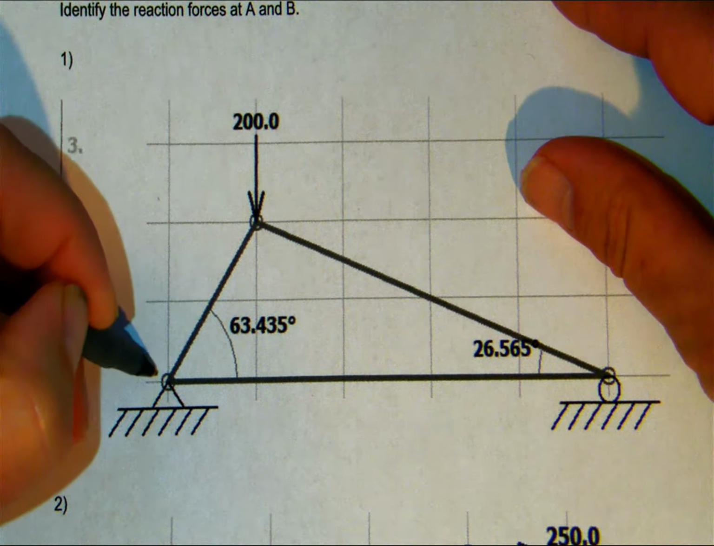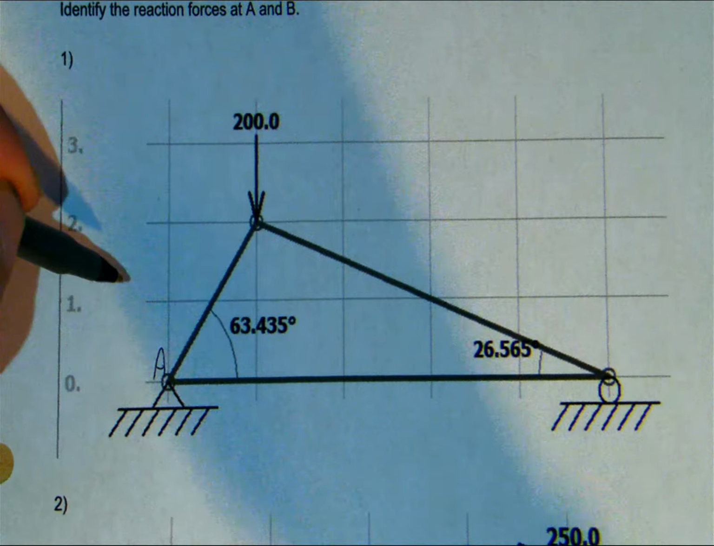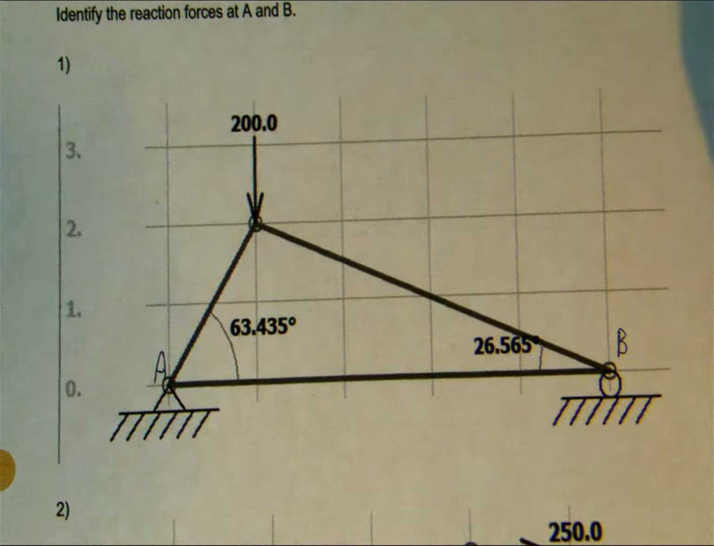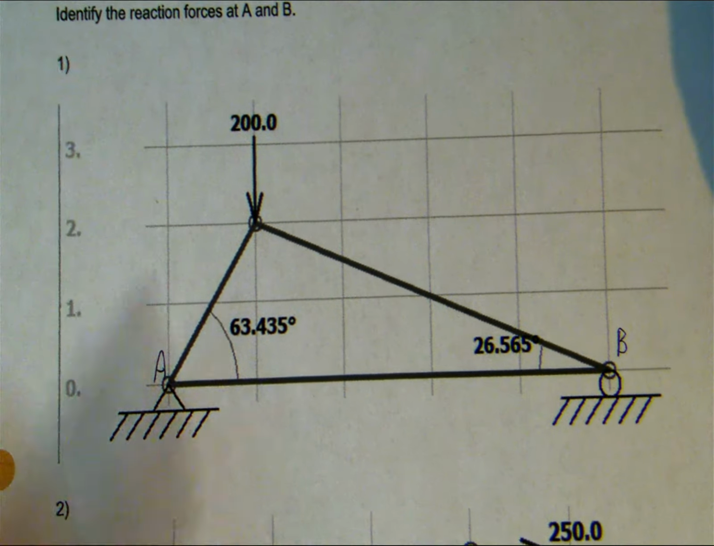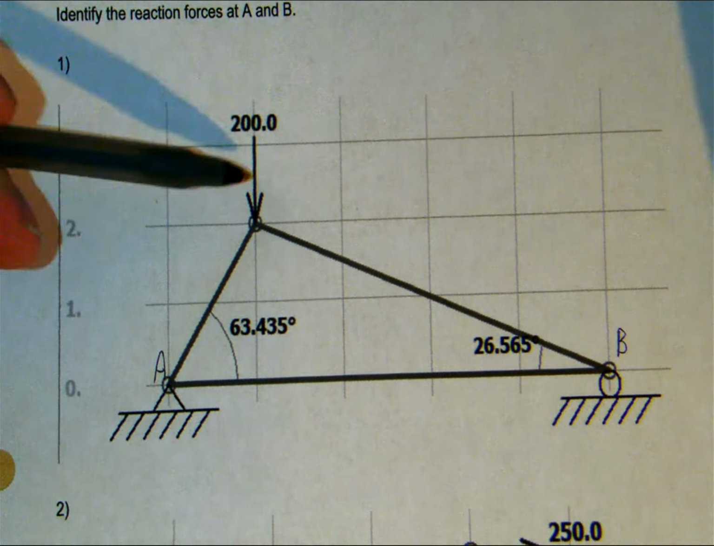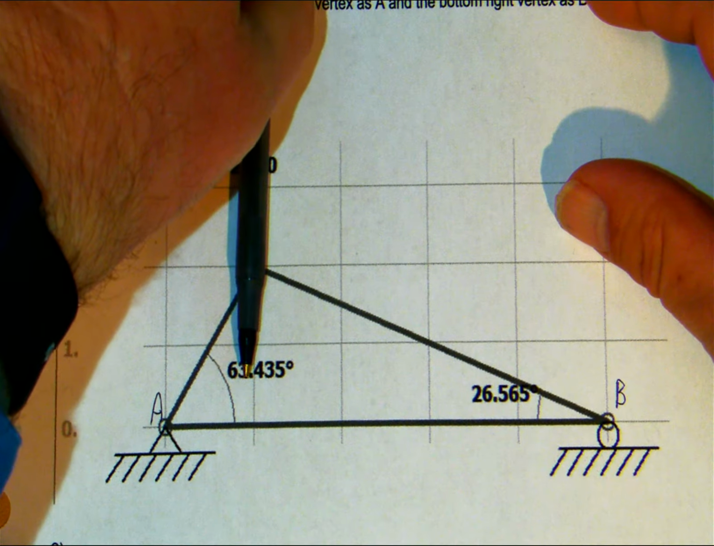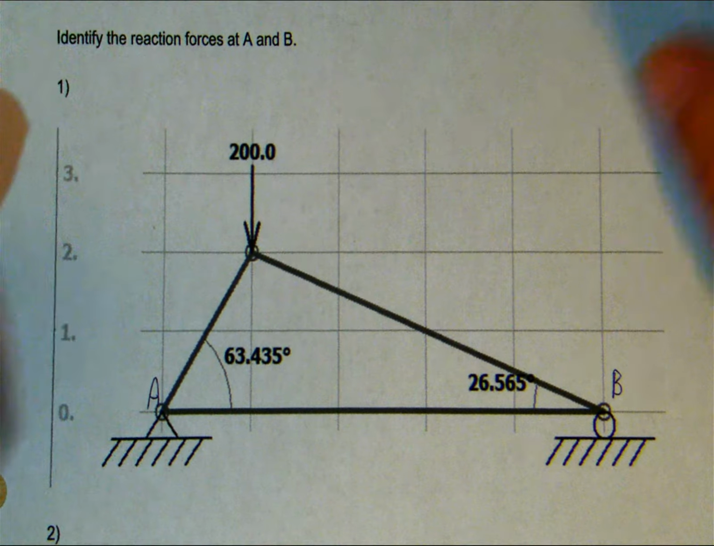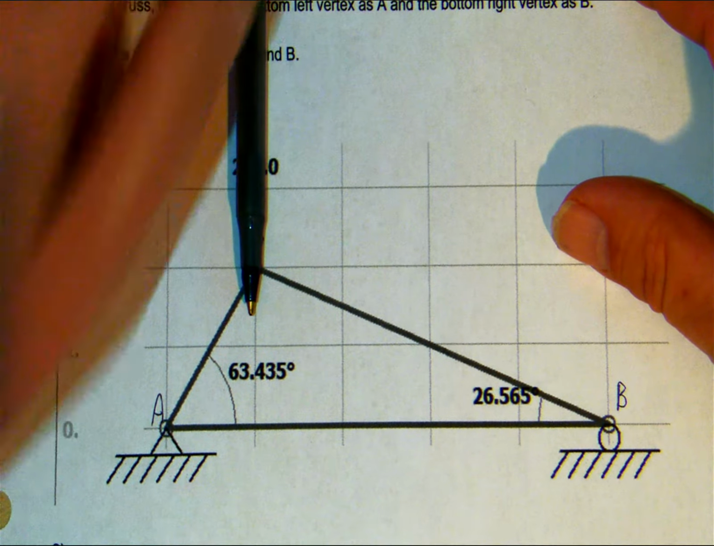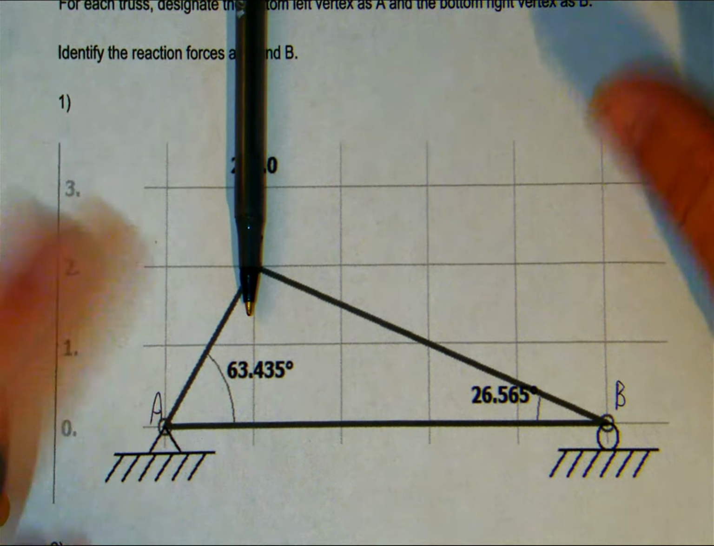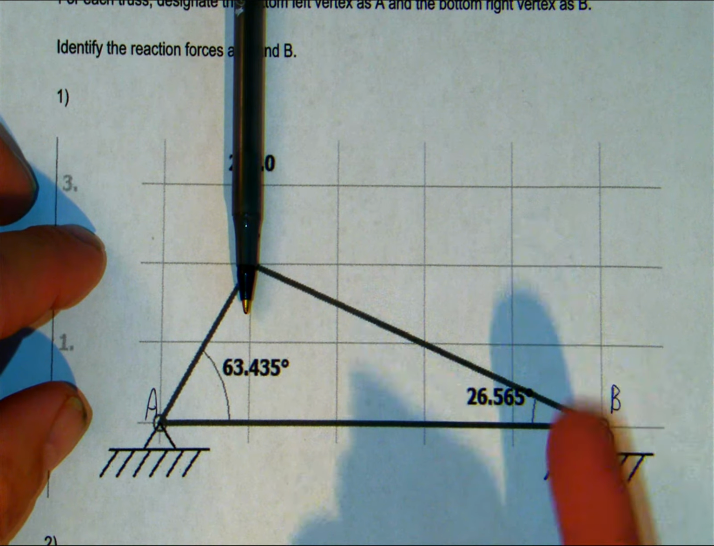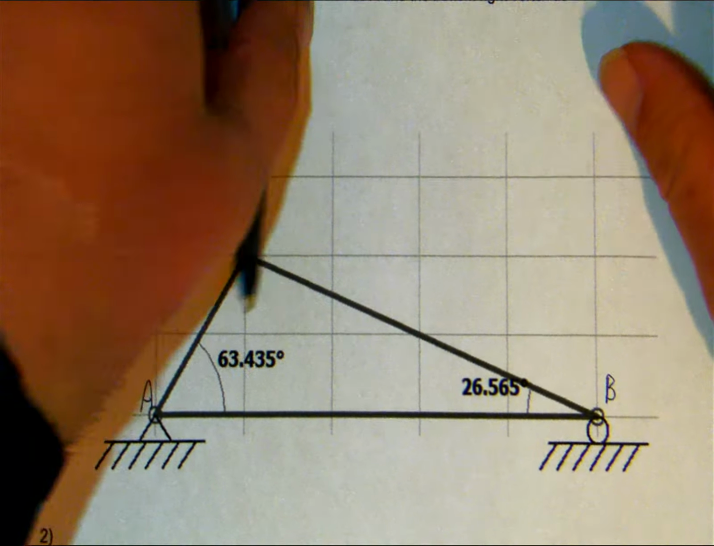Point A is this pivot point here, or pinned point. B is the roller over on the right, and you're to identify the reaction forces A and B. The sum of the forces in a vertical direction has to add up to 200 newtons total. But there's a moment about pivot point A that has to be canceled by a moment caused by a force acting through B.